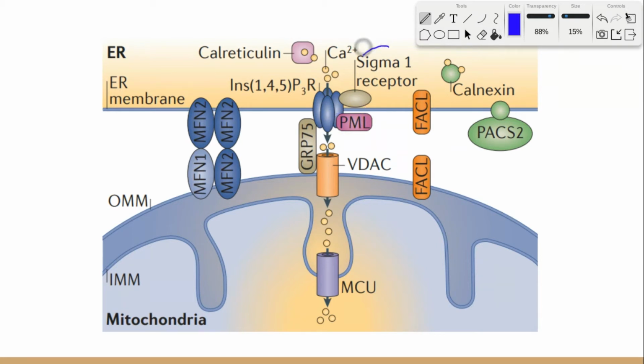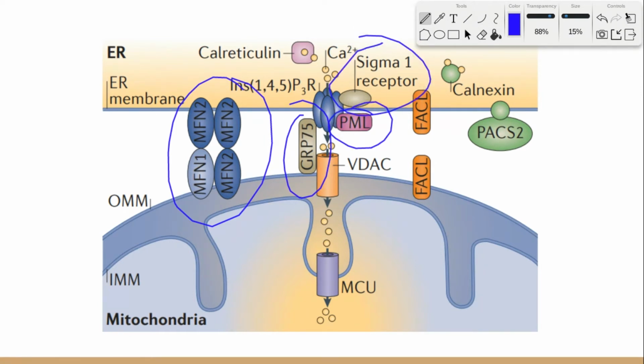And lastly, there's the sigma-1 receptor. These proteins are co-localized with IP3Rs, and they appear to prevent the ubiquitination and degradation of IP3Rs, thus prolonging calcium transients. So to summarize, we have MFN proteins tethering the two membranes. We have GRP75, which is bridging the IP3R and the VDAC channels. And we have PML and sigma-1 receptors that are stabilizing the complex.